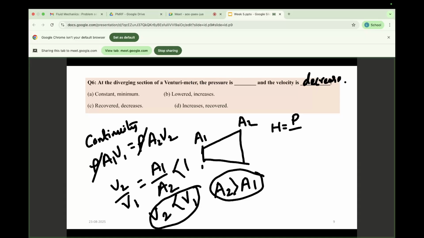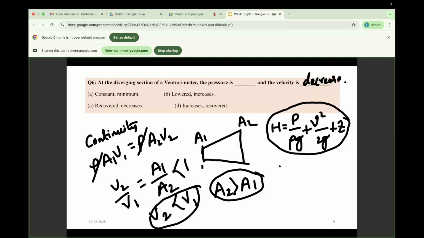the total head, that means P by rho g plus V square by 2g plus z, should be constant at any two points. That means h1 equals h2. So consider that z should be equal, because it's with respect to the ground. So z2 is equal to z1. You see that both of these are equal, so I am not considering this effect. Okay, if I consider this effect, I am changing this color.